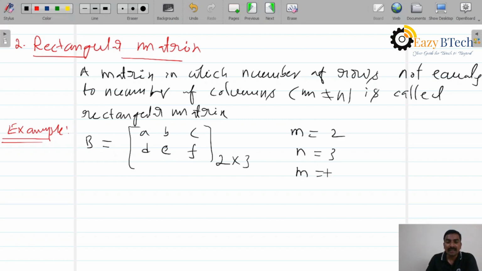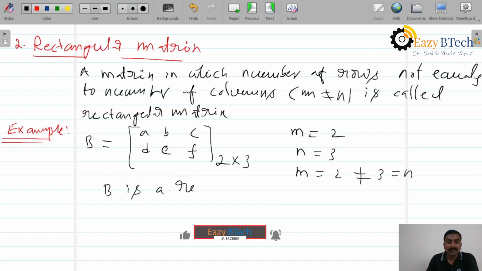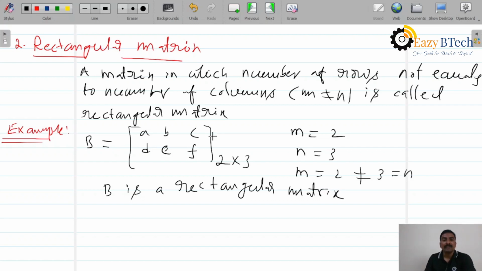Therefore, m is not equal to n, so B is a rectangular matrix. It is not a square matrix. So just see one more example.